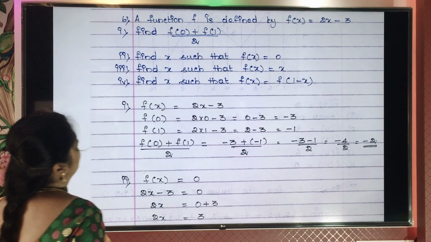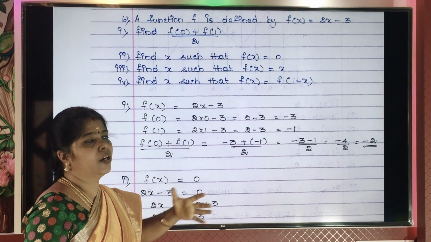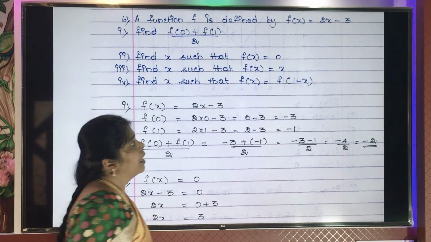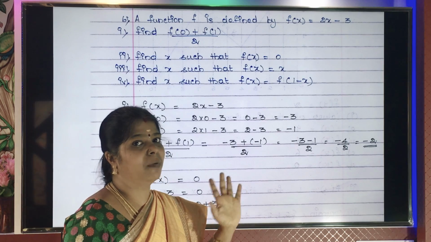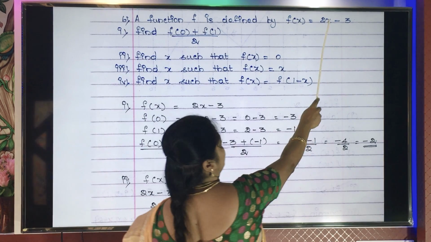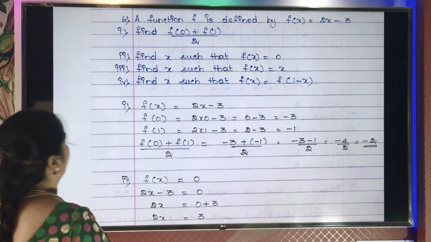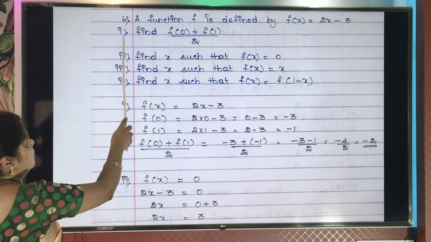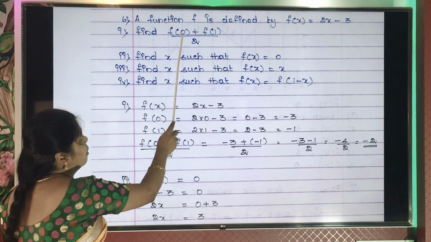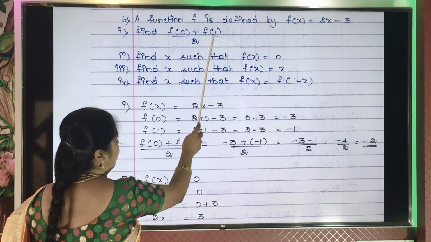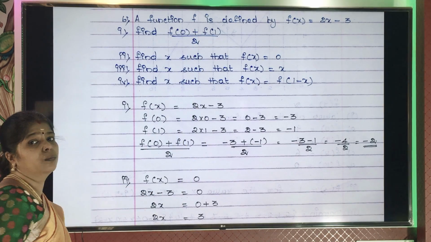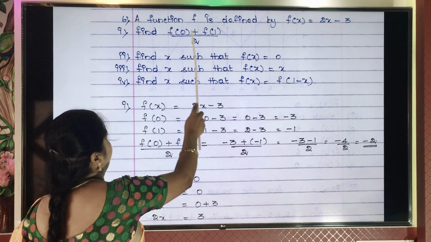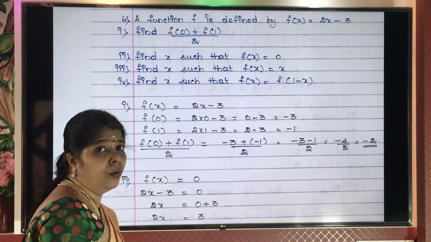Now, more or less a similar kind of sum. Now, a function f is defined by what rule? f of x equal to 2x minus 3. So, this is the function. Now, again there are 4 subdivisions. Let us see one by one. In the first subdivision, we are supposed to find f of 0 plus f of 1 divided by 2. So as I told you earlier, it is very clear. Now first you need to find f of 0.